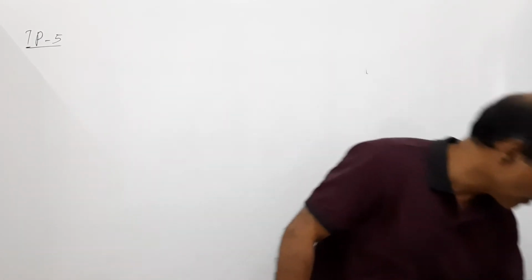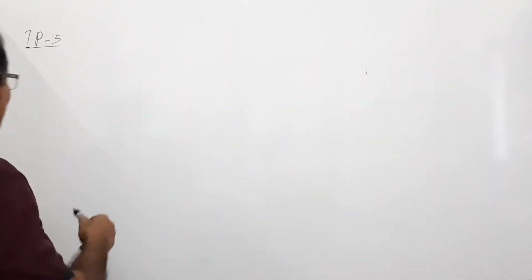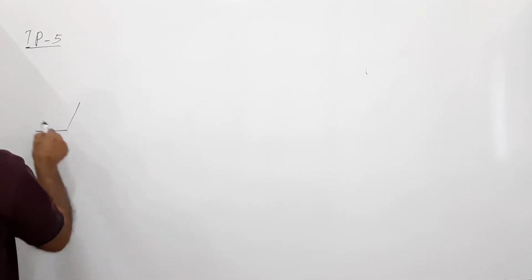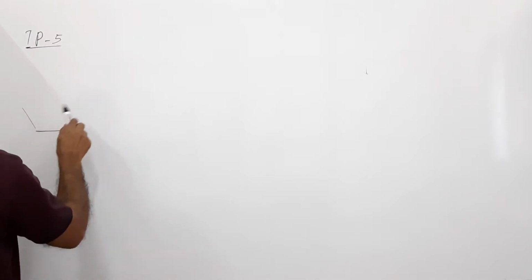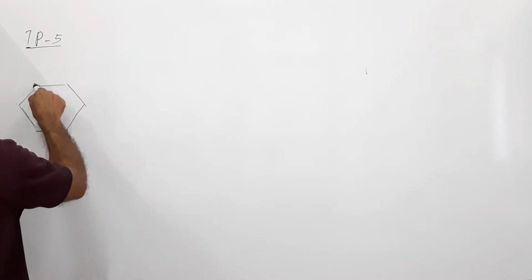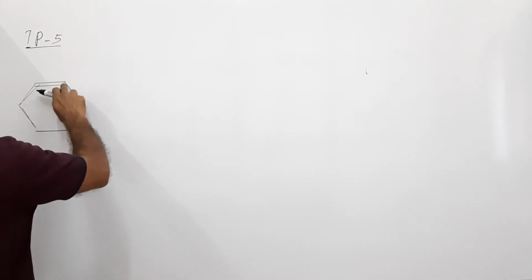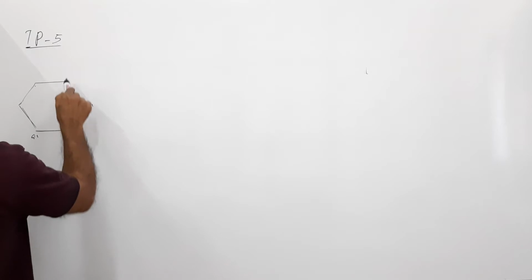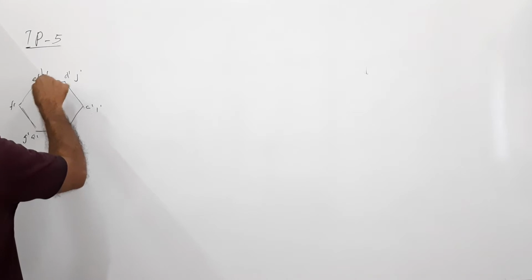Very, very nice question. What you do first is draw a hexagon. It's compulsory here. Without drawing the hexagon, you cannot draw. Draw a hexagon. Inscribe this hexagon in a rectangle. I have named this hexagon A dash, B dash, C dash, D dash, E dash, F dash, G dash, H dash, I dash, J dash, K dash, L dash.